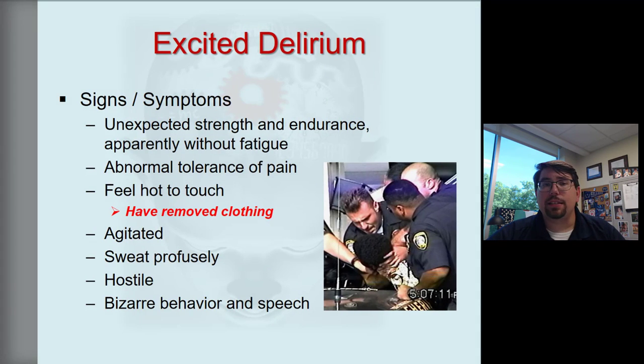Now, signs and symptoms of excited delirium include things like unexpected strength and endurance, apparently without fatigue. We also notice that it's going to be an abnormal tolerance to pain. They may feel hot to the touch and have actually even taken off their clothing because of that. They're agitated, they're sweating profusely, they're hostile, and they have very strange and bizarre behavior and speech.